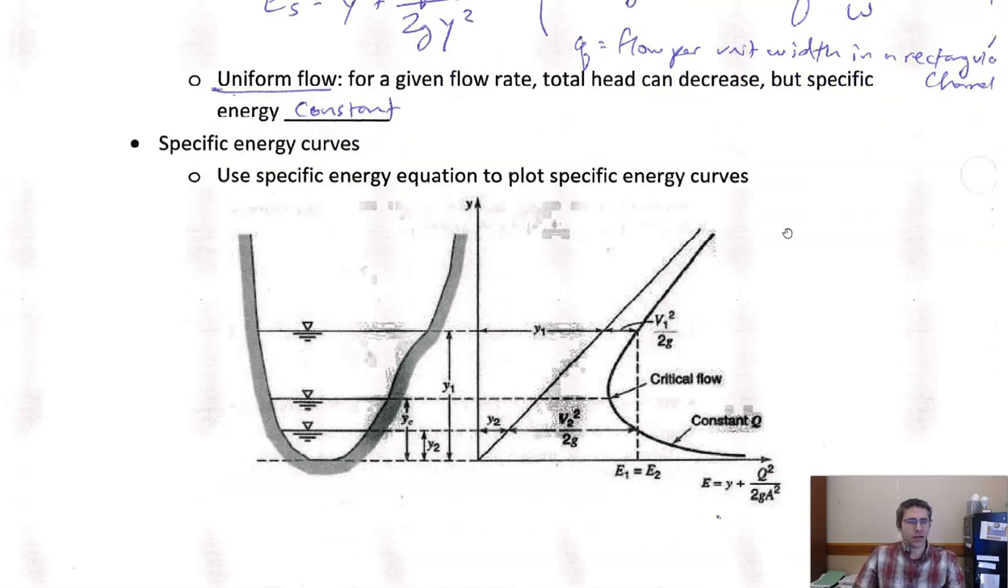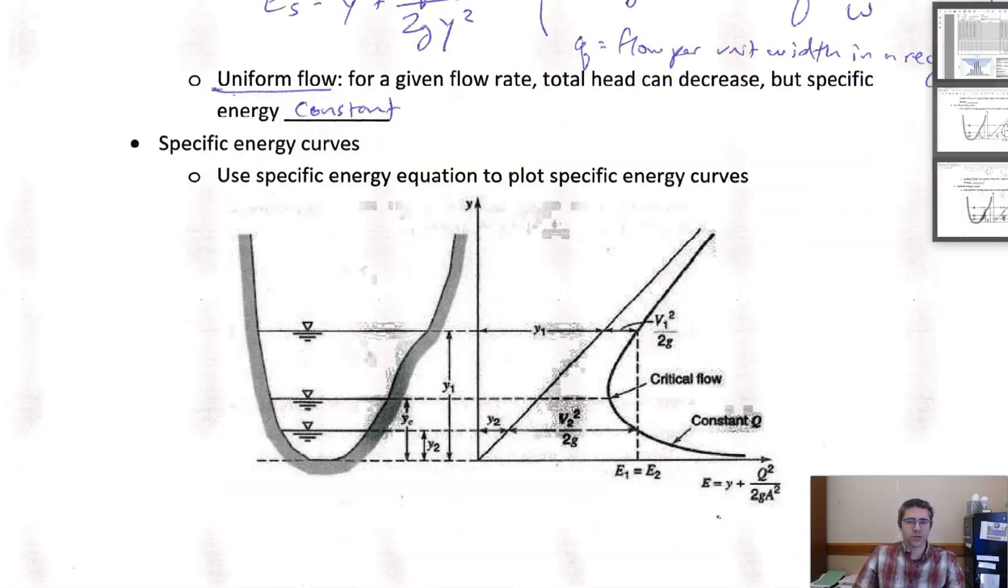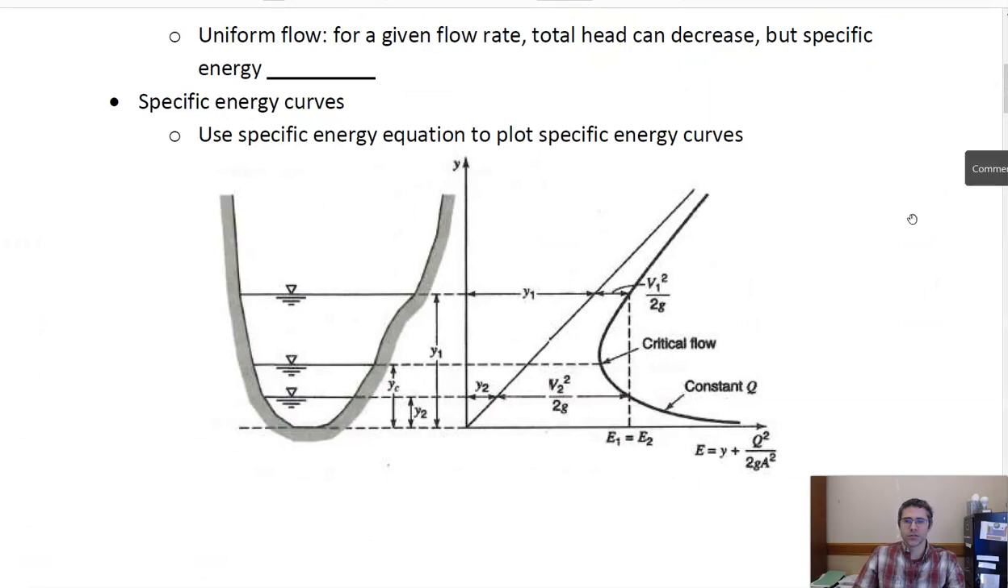Here the notes quality is pretty low, so I'm going to switch over to this version real fast. We plot these specific energy curves, and this diagram is showing you the cross-section of an irregular channel with three different possible depths, right? These three aren't all happening simultaneously. There are three different options for the depth. The same flow rate is going through all of these.